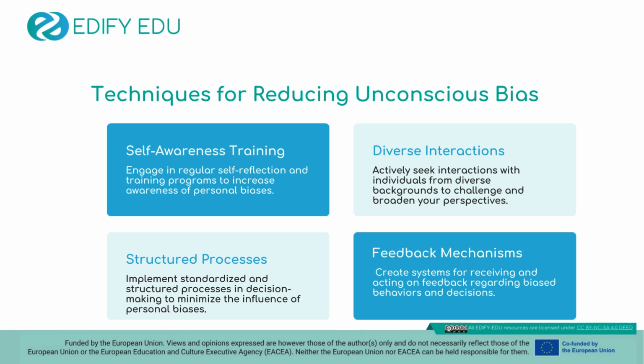Firstly, self-awareness training involves engaging in regular self-reflection and educational programs to increase awareness of your own biases. This can be achieved through workshops, online courses, and personal reflection exercises. Understanding your unconscious biases is the first step in mitigating their impact on decision-making.